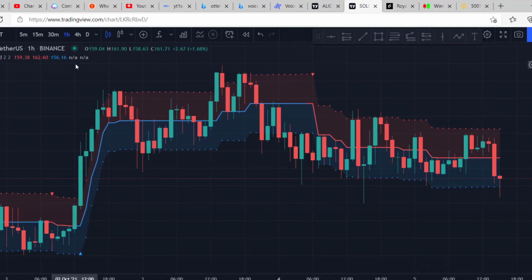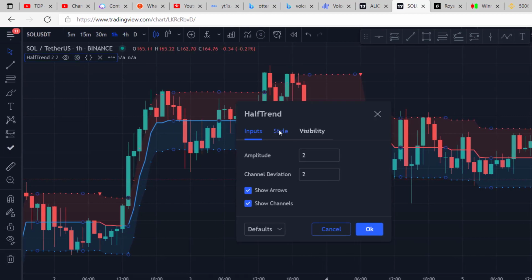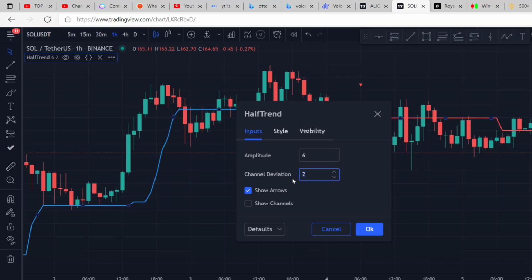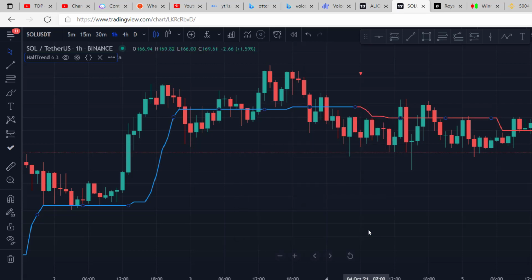To do that, we would have to go over to this section and go to the settings of this indicator. We will have to untick this show channel section. Now this will remove the upper band and the lower band, as we are not going to use that in this video. There is a second thing we would have to change in this settings section. We will have to change the amplitude from 2 to 6 so that it can be more reliable in this strategy, and also change the channel deviation to 3. Now that we have changed the amplitude and the deviation, we can save the settings by clicking on OK.